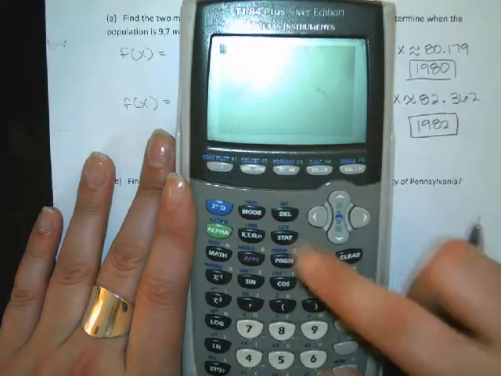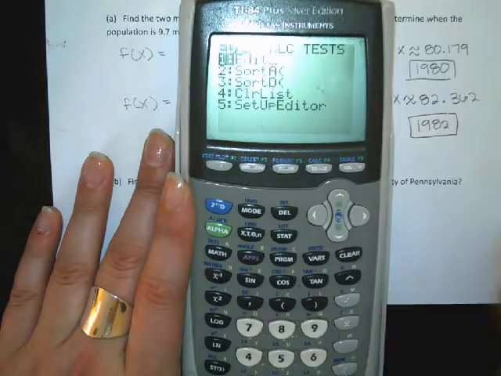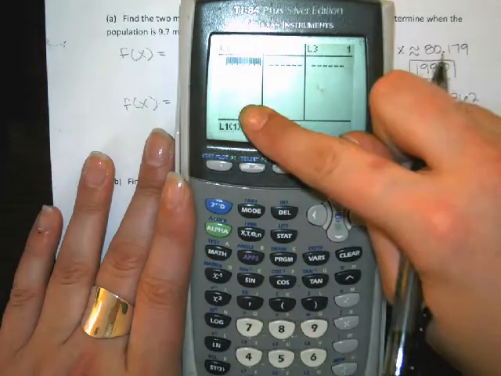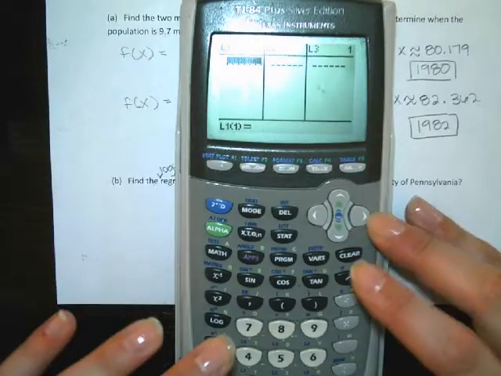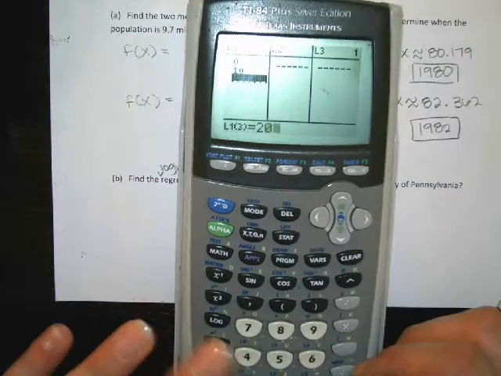So I'm going to hit the stat button. And again, my first list is going to have the years. So 0, 10, 20, 30.